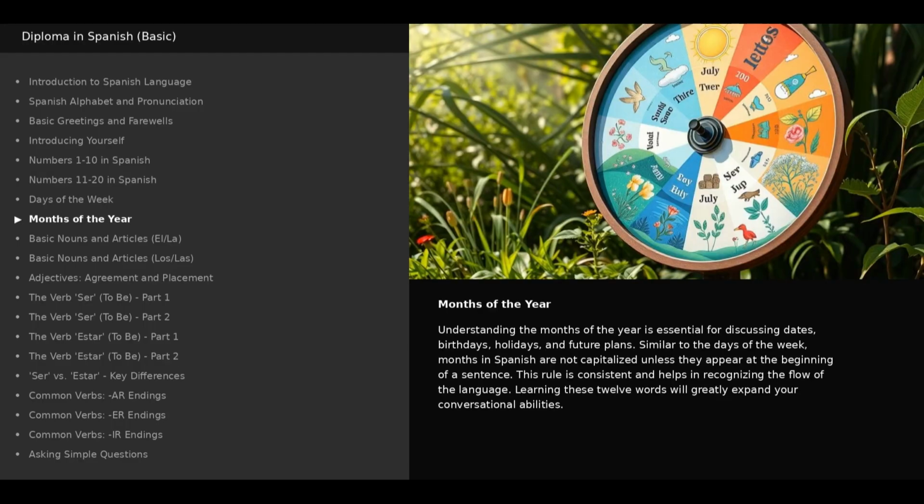Months of the year. Understanding the months of the year is essential for discussing dates, birthdays, holidays, and future plans. Similar to the days of the week, months in Spanish are not capitalized unless they appear at the beginning of a sentence. This rule is consistent and helps in recognizing the flow of the language. Learning these 12 words will greatly expand your conversational abilities.